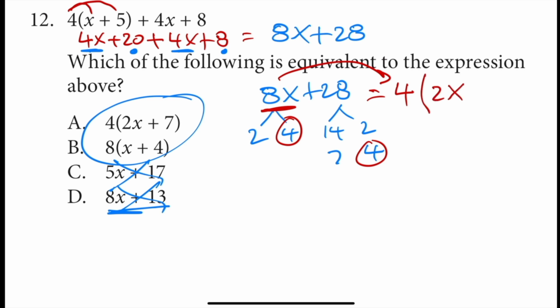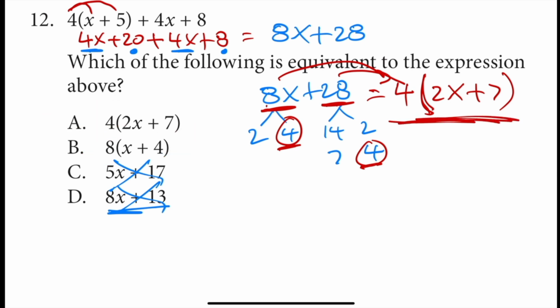And right now I'm doing greatest common factor. I'm factoring the 8x plus 28. My common factor ended up as a 4. And then I put a parenthesis and I divide each one of them. 8x divided by 4 gives me 2x. And now 28 divided by 4 gives me 7. Do I have that as an answer? 4 parenthesis 2x plus 7? Yes, so my answer is A.